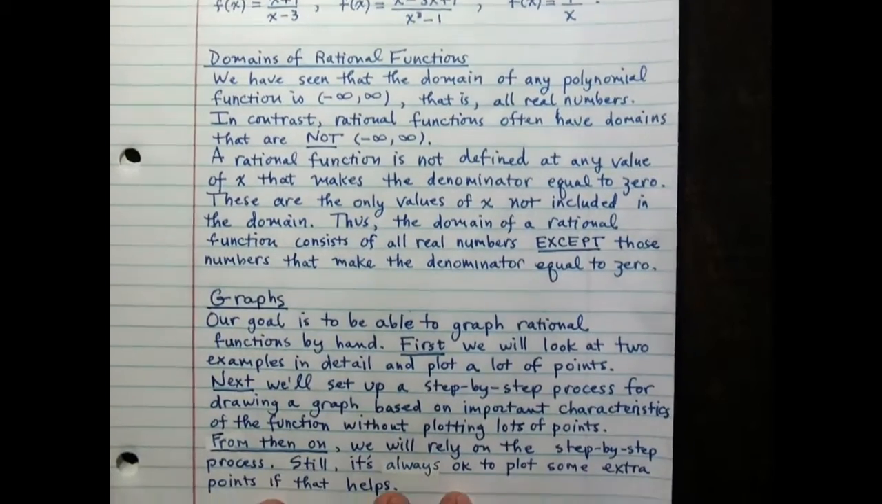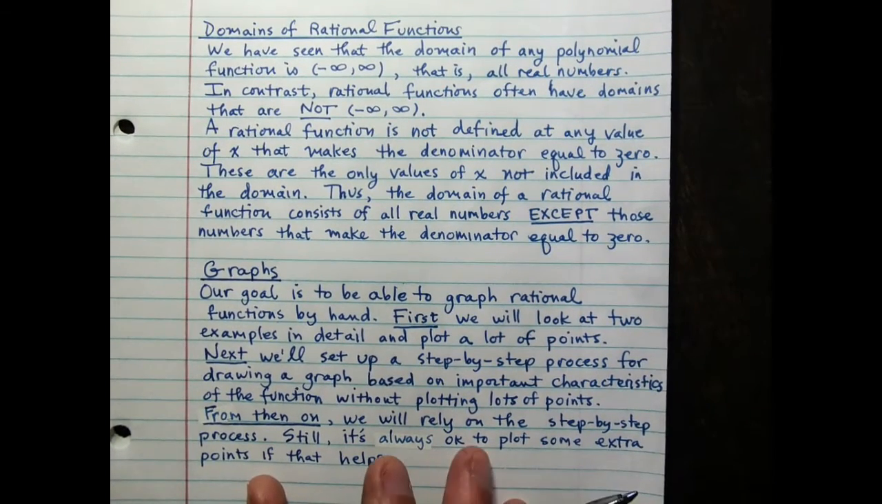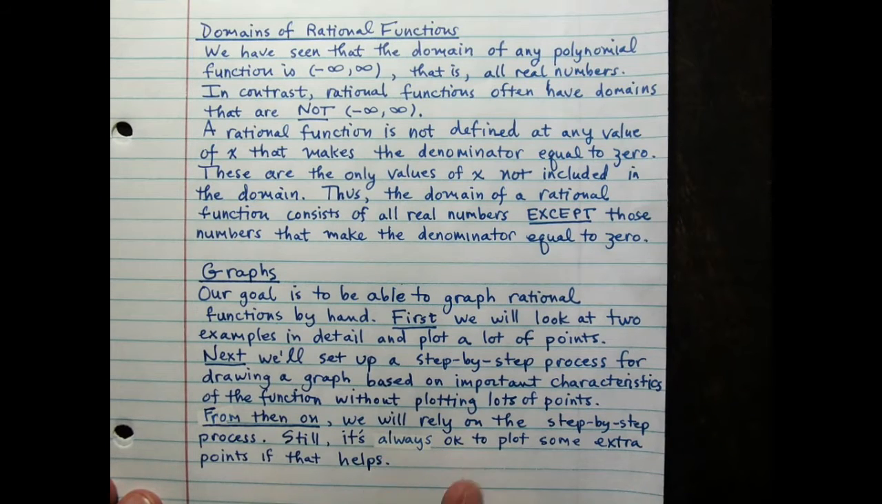Now we're going to primarily be interested in graphing. Our goal is to be able to graph rational functions by hand. First, we'll look at two examples in detail and plot a lot of points. Next, we'll set up a step-by-step process for drawing a graph based on important characteristics of the function without having to plot lots of points. From then on, we're going to rely on the step-by-step process.